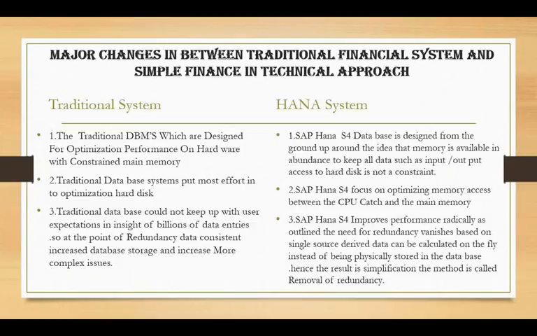If you come to the third point, the traditional database could not keep up with the user's expectation of billions of data entries. So the redundancy and data consistency issues increase the data storage and create more complex issues. But SAP HANA S4 improves performance radically, as the need for redundancy vanishes. That means the redundancy is completely vanished. Based on the single source, data delivered can be calculated on the fly instead of being physically stored in the database. Hence the result is simplification; the method is called removal of redundancy.